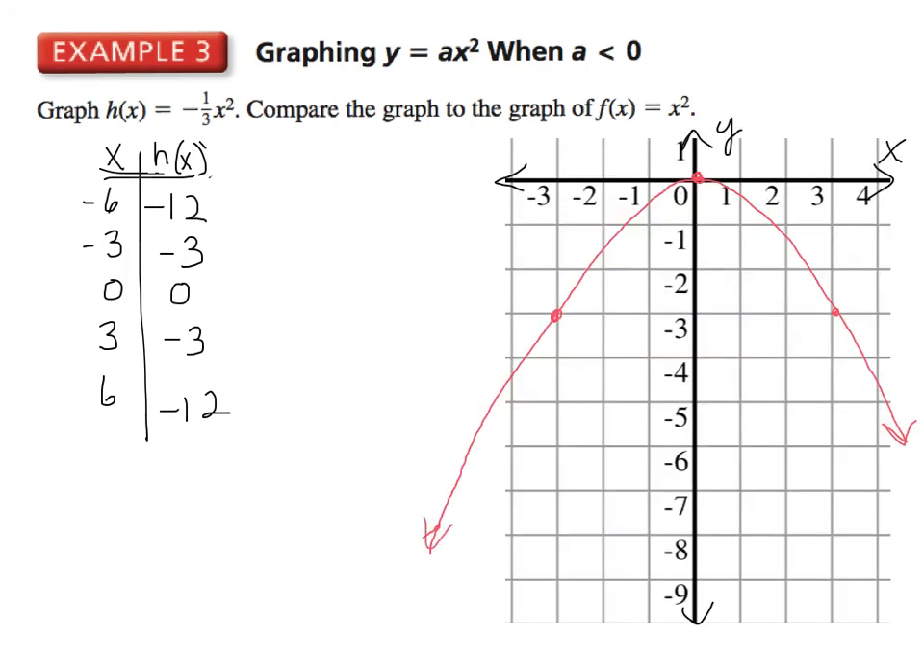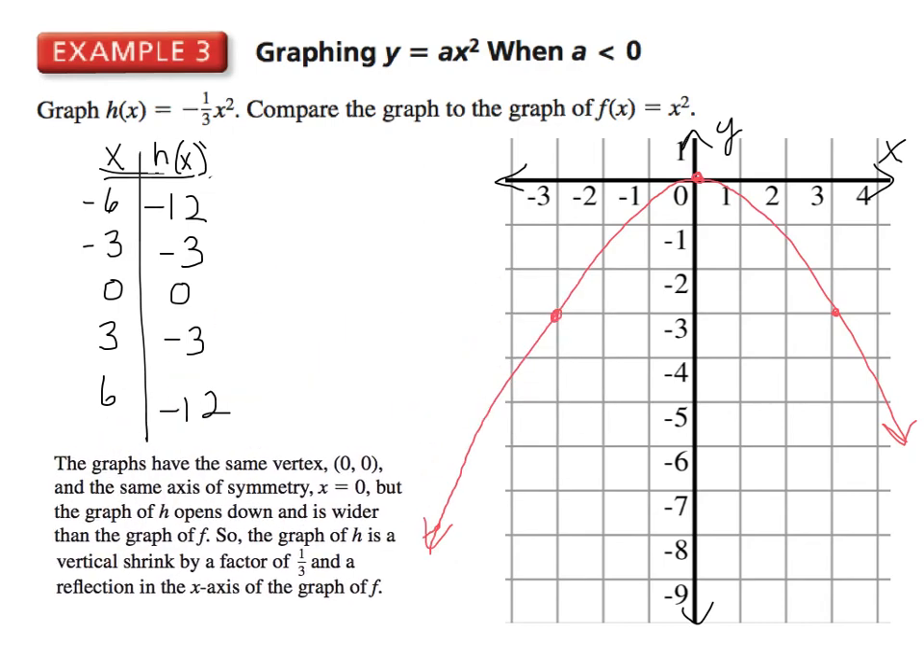And I ran out of room with -12, so I could have counted by 3s if I wanted to. This would be my parabola. You'll notice that it's incredibly wide. So what do we know about this? Well, we know that both graphs are the same in the way of the vertex. So they both have the same vertex, and they both have the same axis of symmetry.